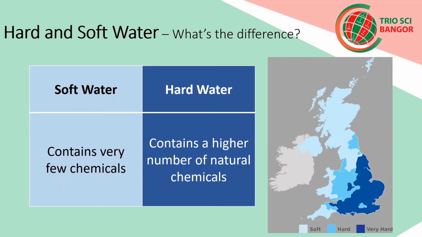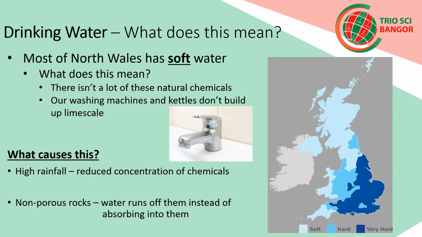Now we've seen how chemicals can sometimes get into our water, but don't always. What does this mean for the water? This leads to water being called hard or soft. Soft water has very few chemicals in it, meaning hard water does contain these natural chemicals we've been discussing. Here in North Wales, most of us have soft water. This means that our water doesn't contain many chemicals and that our appliances, our washing machines, dishwashers, etc., don't build up limescale as we use them.